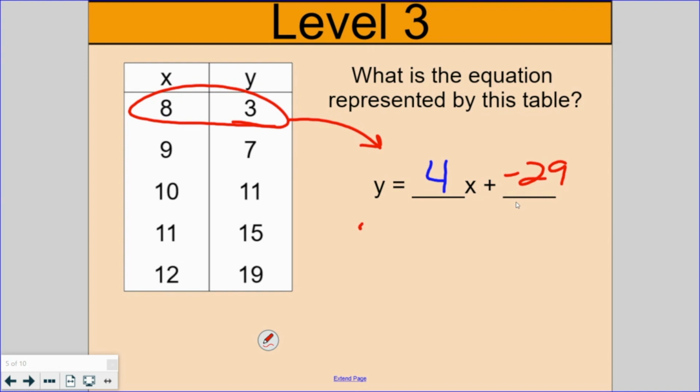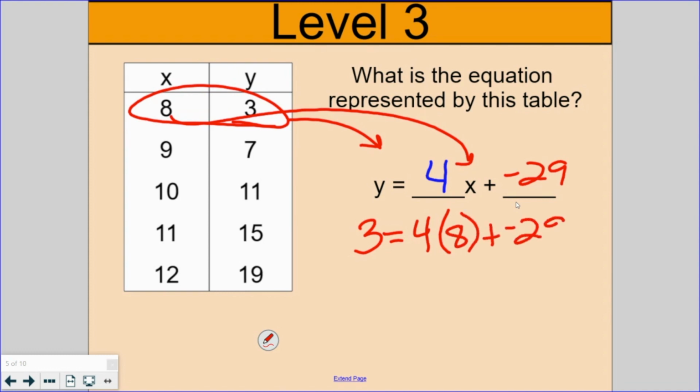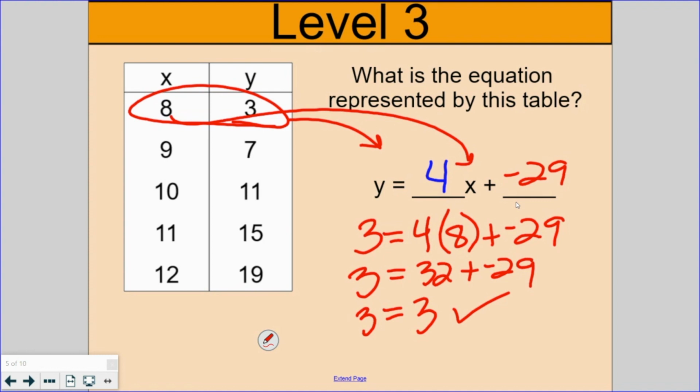So our y, we've picked the point where y is 3. Is that going to equal 4 times our x, which we said was 8, plus negative 29? Let's see if this makes a true statement. 3 equals 4 times 8 is 32, plus negative 29. 32 minus 29 is 3. That checked. That was a true statement. So here is our equation of our line from this table.